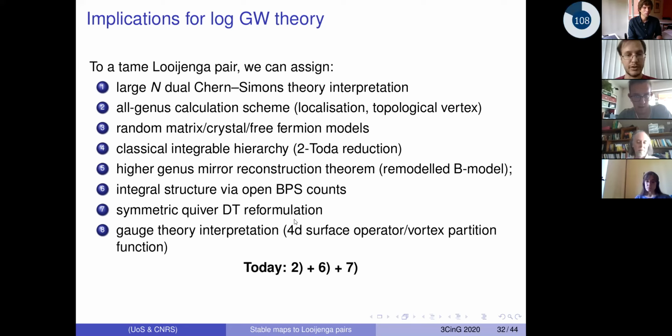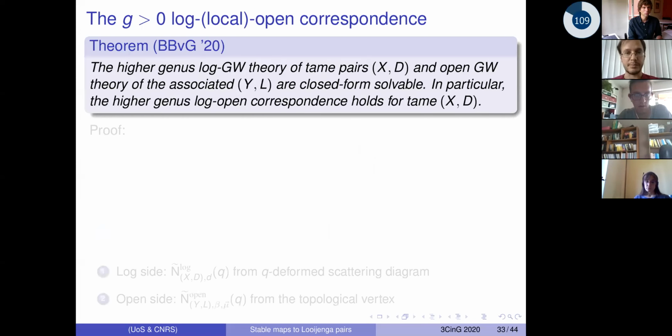But there are three of them that are directly relevant for the rest of the talk, and there are actually new theorems that we can prove through this connection. So this is the relation with a topological vertex, the refined integral structure via open BPS counts, and the reformulation in terms of quiver Donaldson-Thomas theory. So let me start with the first.